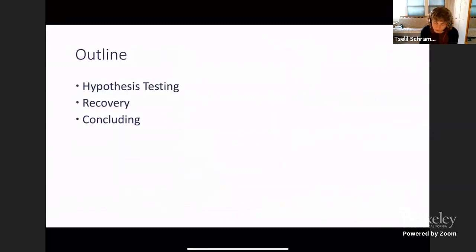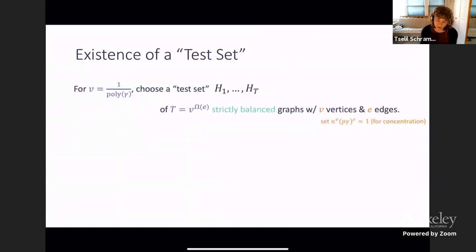Okay, so the one thing that we didn't do: I told you that we have this hypothesis testing algorithm, assuming we have a sufficiently large set of strictly balanced graphs. But now we need to get sufficiently many strictly balanced graphs. So I added a bonus section where I tell you about what these test graphs are. We need to argue that the test set exists.